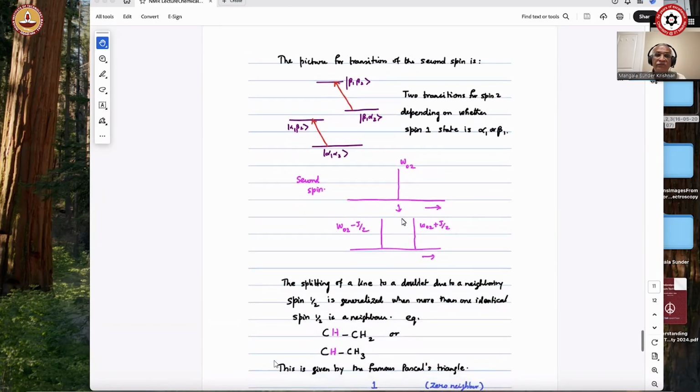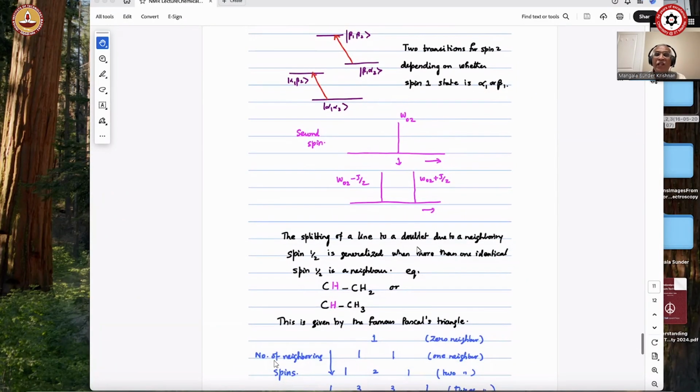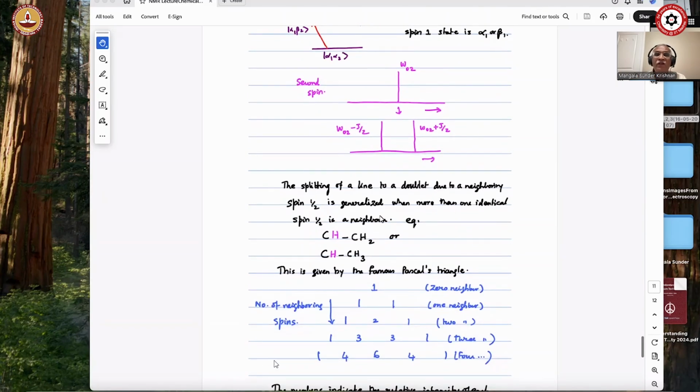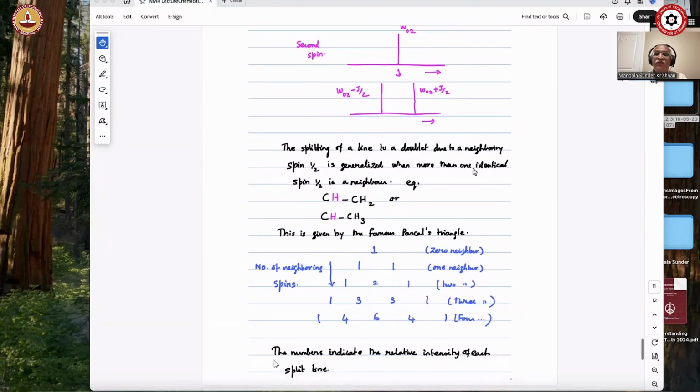Same thing here. Therefore, the splitting of a line into a doublet due to a neighboring spin 1/2 can be generalized when there is more than one spin 1/2 neighbor. For example, this proton now has 2 spin 1/2 neighbors.